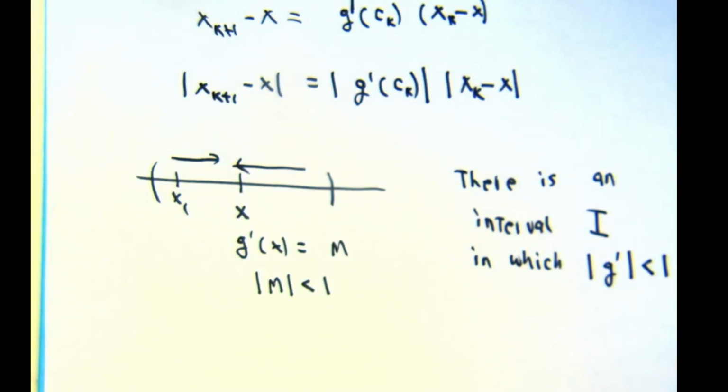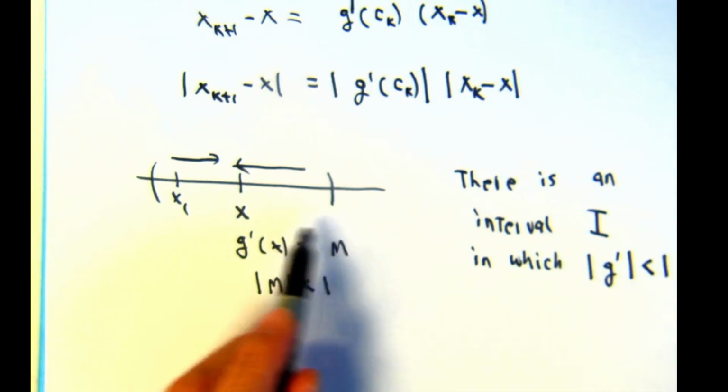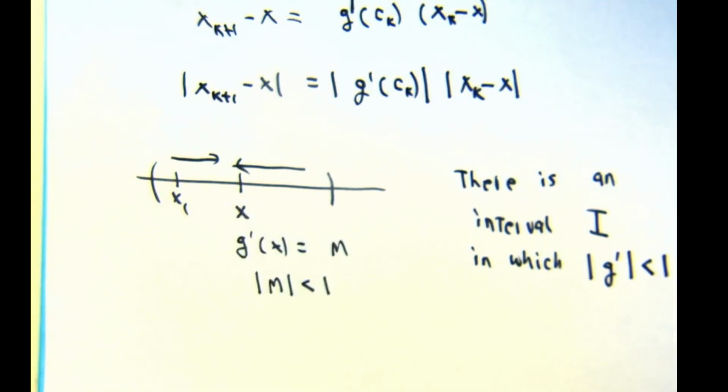On the other hand, the case we don't want to see, in this interval, say, suppose that you knew the absolute value of g prime was at least 3. When I do a step of the fixed point iteration, I'm going to be pushed away from the solution by a factor of 3, not pulled into it.